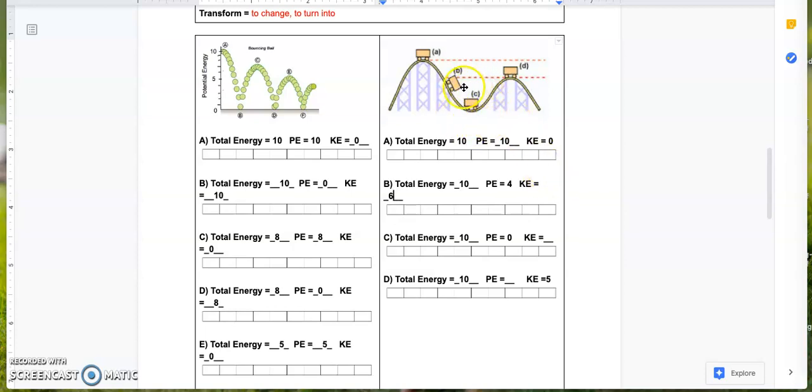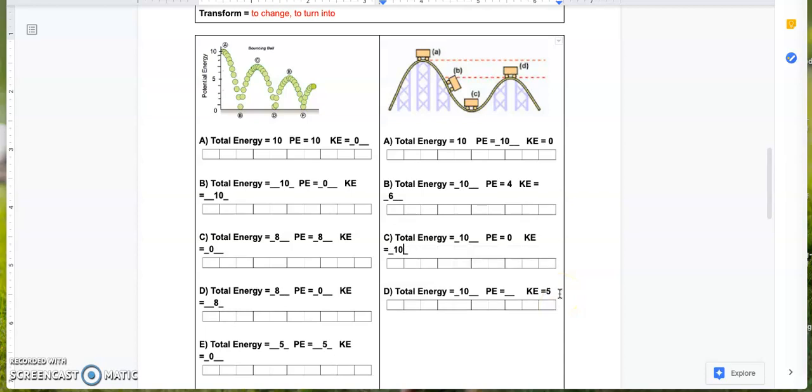For C, I'm at the very bottom of my roller coaster. So that's why I have no height. But if I have no height and I still have a total energy of 10, what does my kinetic have to be? It does have to be 10. And then at D, it's like halfway high from what it started with. It's still moving. So at this point, I know that my kinetic energy is 5 from moving. My total is still 10. So what does my potential need to be? That one also needs to be 5.